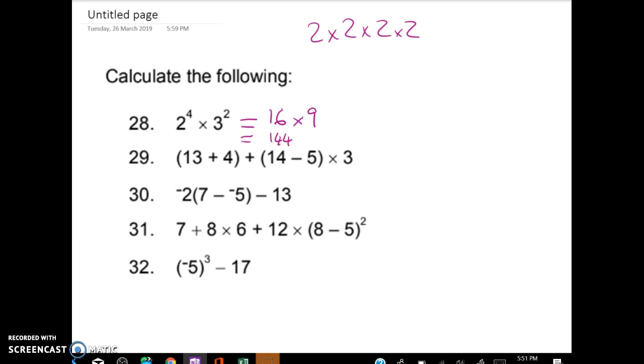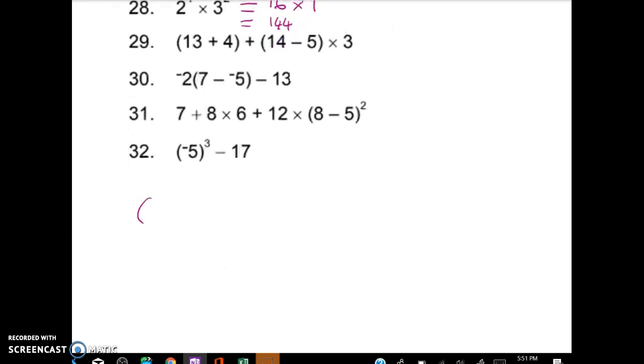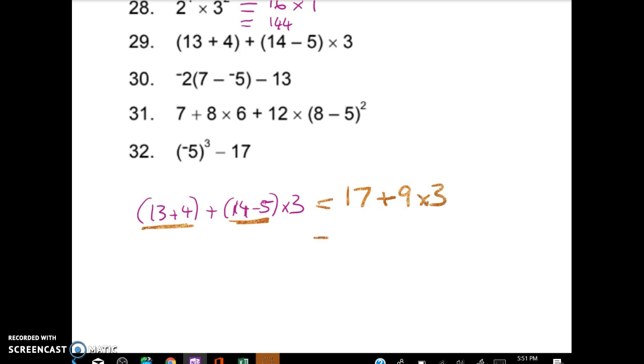Right, and the next one, I'm going to do that down below so I have more room. I've got 13 plus 4 plus 14 minus 5 times 3. Now, in the actual test, we give you a booklet to write in, so you'll have much more space than you're used to, so it won't be too bad, so don't worry about that. Here I'm going to do the brackets first, and I'm not going to do any running arithmetic. So I'm going to have 17 plus 9 times 3. So I'm putting that line in first, and then I'll work out, well, what's 9 times 3? It's 27. That gives me 44.